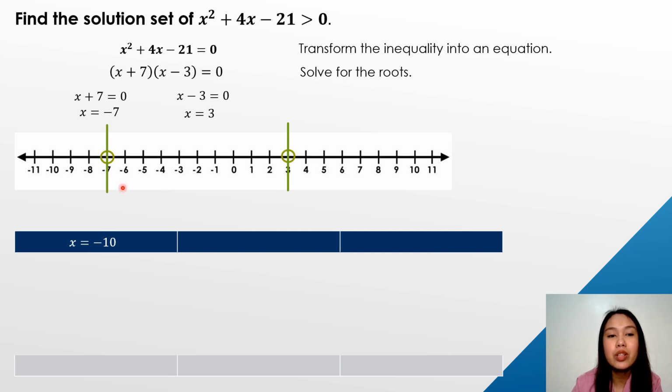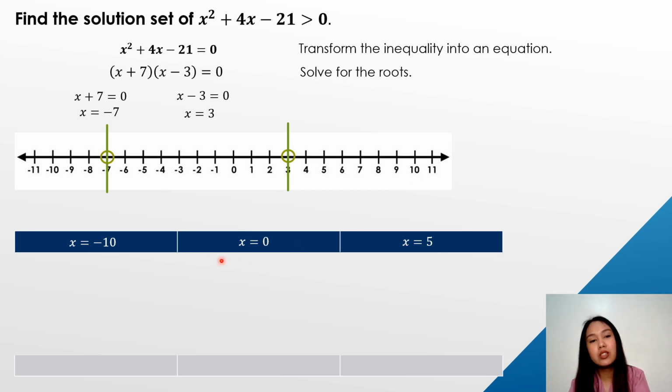Now for the second part of the number line, you're going to choose again any test point. For me, I'll go with the easiest test point, and that will be 0. You're going to see why in a little while. And for the last part of the number line, I'm going to choose positive 5 as my test point.